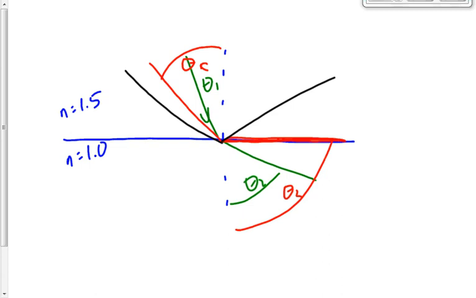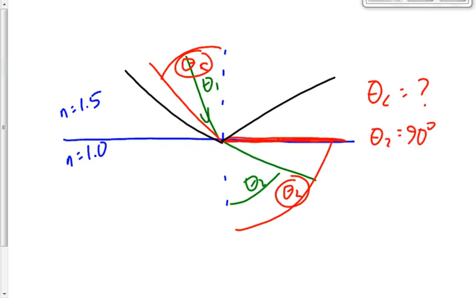What's the angle of refraction, theta 2, when total internal reflection begins to occur? In other words, what's the angle of refraction when the critical angle has been met? Every time, what is it? 90 degrees. Yeah, so if we want to find theta c, we're going to set theta 2 equal to 90 degrees.